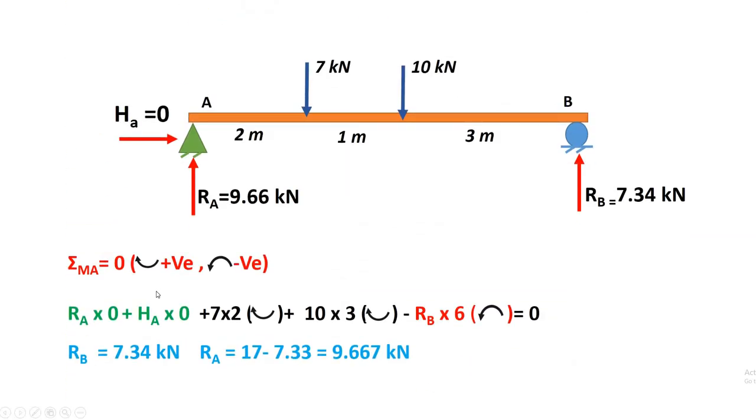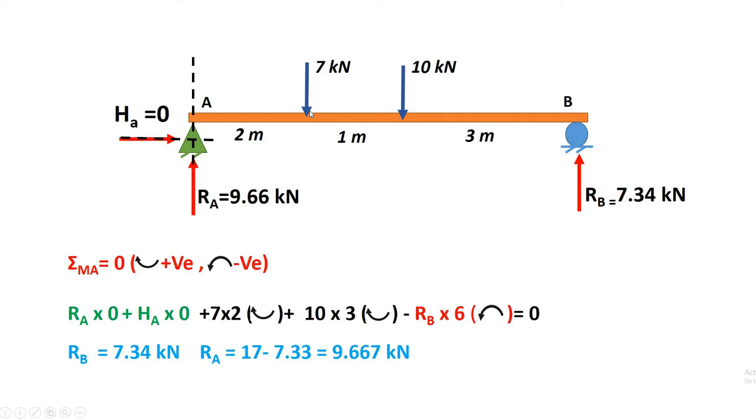Now our third equilibrium condition is the algebraic sum of all moments about any point is equal to 0. Here our assumed sign convention is clockwise positive, anti-clockwise negative. Let us take the moment of all forces about point A. The lines of action of Ra and Ha pass through point A only, so we don't have any moment of these two forces about A because there is no distance. So Ra into 0 plus Ha into 0.